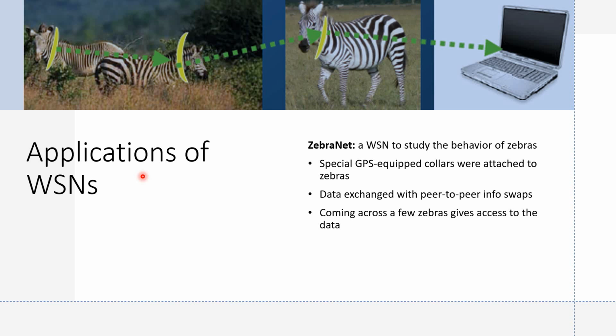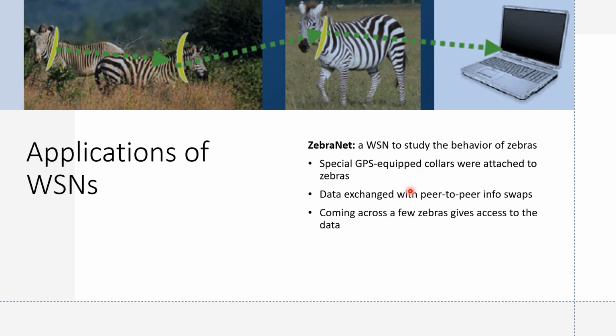So this is another application of wireless sensor networks, the ZebraNet. This is a wireless sensor network to study the behavior of zebras. Special GPS-equipped collars were attached to the zebras' necks, and those devices sent data. For example, this sensor node sends data to the next zebra sensor node and to the next one, and so on, and then eventually it sends data to the computer, or the base station. So in this case, the base station is the computer.